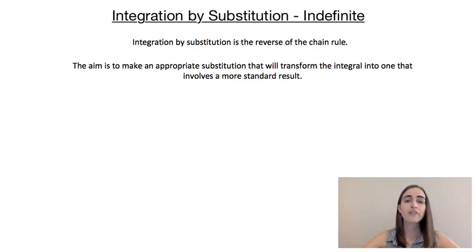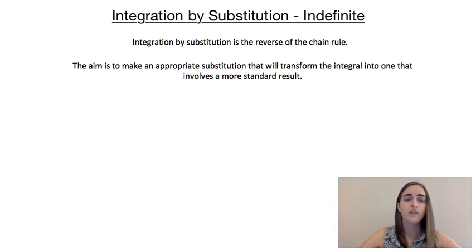In this video, I want to have a look at integration by substitution and specifically look at indefinite integrals. Integration by substitution is the reverse of differentiating using the chain rule, so we're going to use some similar notation and similar ideas. If you don't remember the formal way that we introduced the chain rule and the notation that we used there, it might be an idea to go back at some stage and have a look at that video that we did.